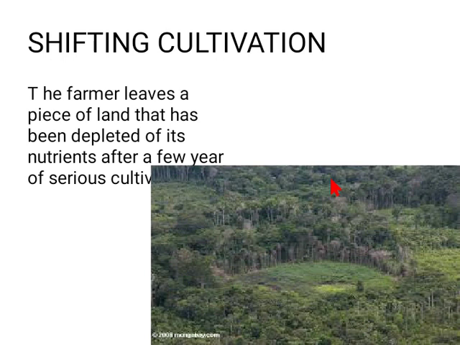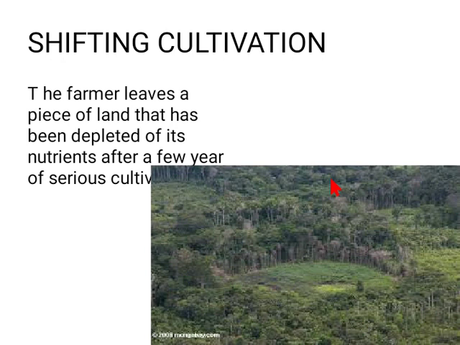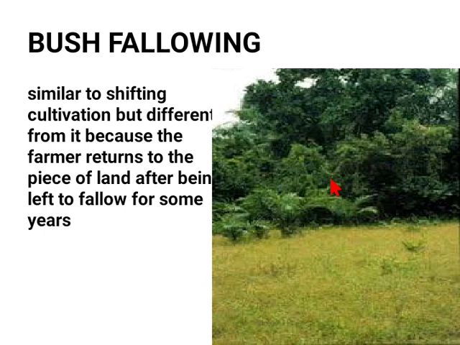And then shifting cultivation. The farmer leaves a piece of land that has been depleted of its nutrients after a few years of serious cultivation. The farmer will leave the land for some years, going to like 6 to 12 years, and will go to another place. That is shifting cultivation. With shifting cultivation you may take many years, but with bush fallowing it is between 6 to 12 years. They are nearly similar because you may need to come back, but coming back will be bush fallowing.